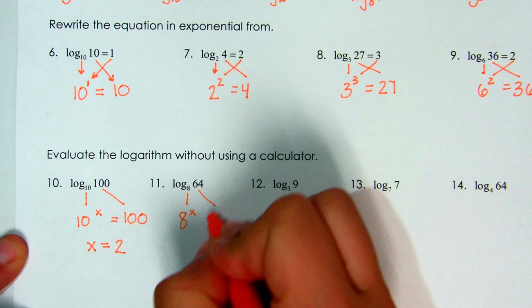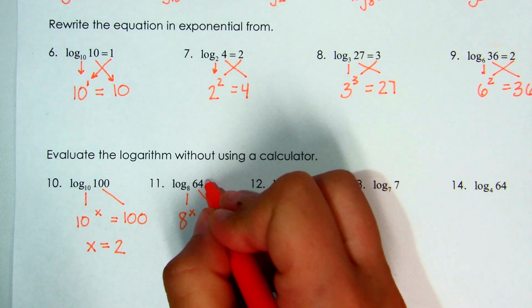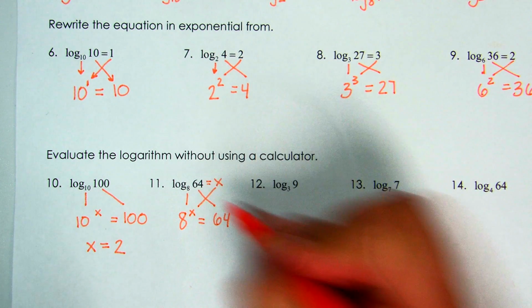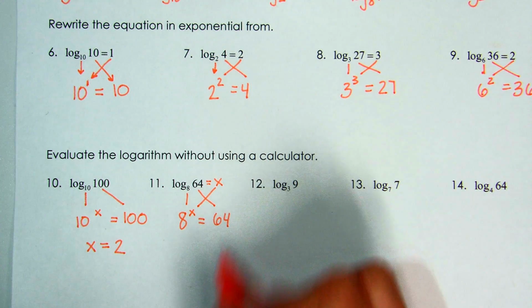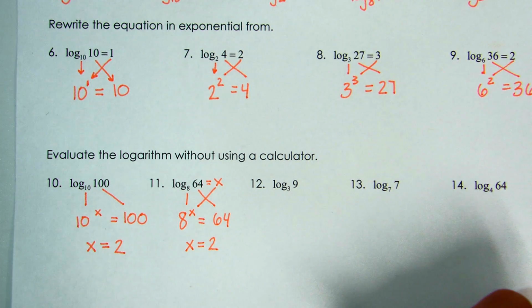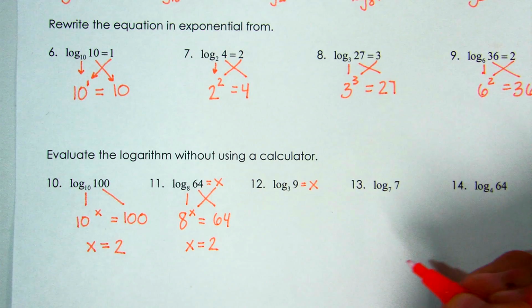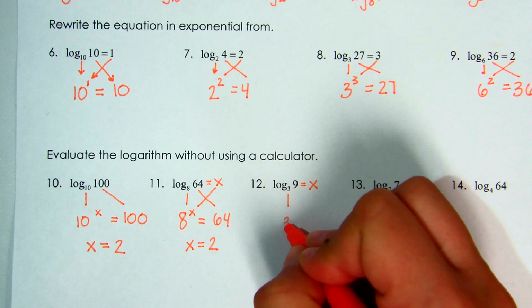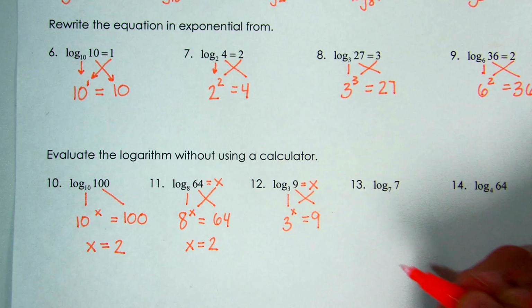8 to some power equals 64. And if it helps you be able to crisscross it, you can set it equal to the x so that you can crisscross. 8 to what power is 64? That would be the second power, because 8 times 8 is 64. If you want to set it equal to x so that I can crisscross, bring down the 3. Crisscross, 3 to the x power is 9.